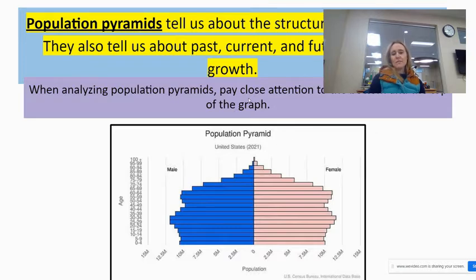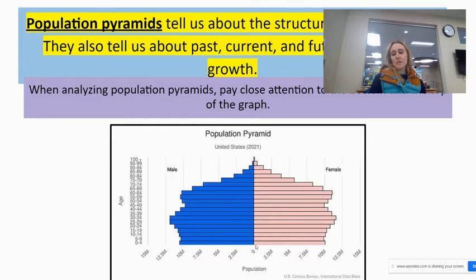When we analyze population pyramids, we pay close attention to the bottom and the top of the graph. I'm just going to explain how this works. On the left-hand side here, we're looking at age ranges. These are 5-year age bands. Our 0 to 4-year-olds are represented by this bar here. Think of a bar graph where the bars go up and down. These bars are just turned over onto the side.